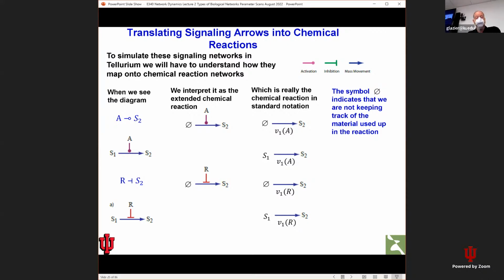Similarly, for an inhibitory reaction, R inhibits production of S2 from S1. If I don't care about S1, I have nothing going to S2. And that means that the rate of production of S2 is a function of R. And we'll see that empty set, the symbol used at the end of an arrow to indicate something that is actually there, because we believe that chemical reactions conserve mass, but that we're neglecting in the system.